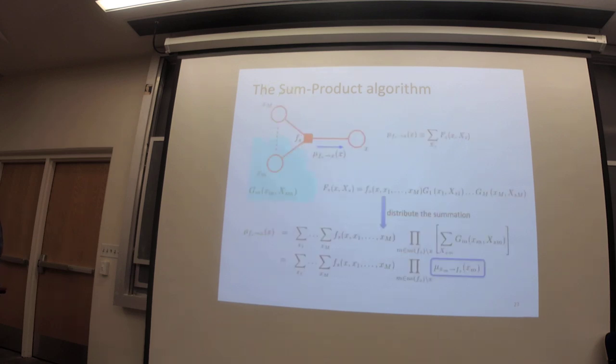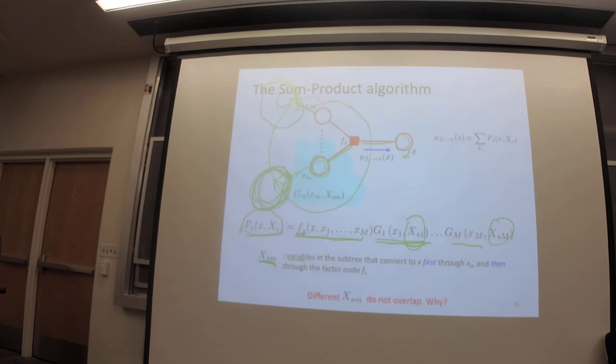So now, if we want to capture our message from fs to x, we are going to sum over xs, right? The left hand side. And again, we know X_s1 to X_sm are non-overlapping, and none of the variables inside these big X_s1 to X_sm will be at x1 to xm. So they're separated. That means, again, you can move the summation into the product.